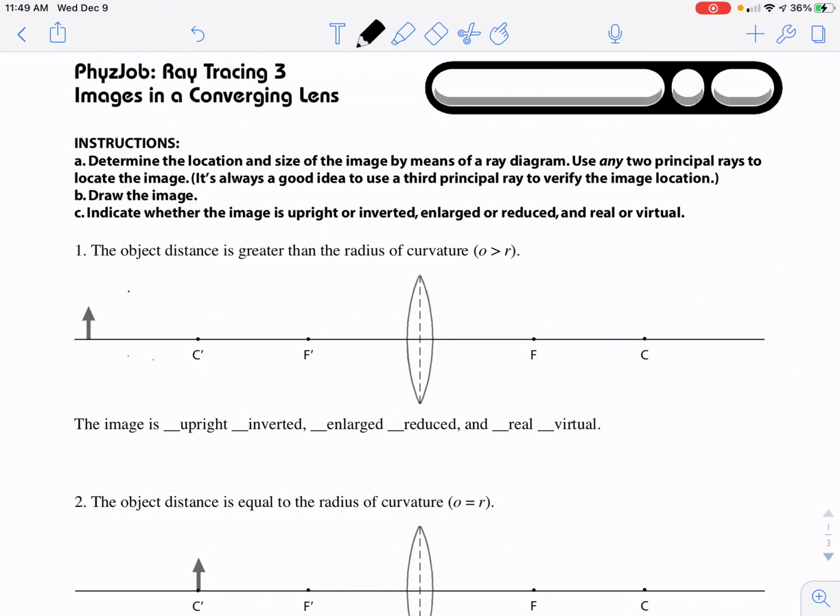Hello and welcome back. In this video, we're going to be taking a look at ray diagrams for biconvex or converging lenses. A couple things to understand about how lenses work differently than mirrors. Mirrors reflect the light. Lenses refract the light.